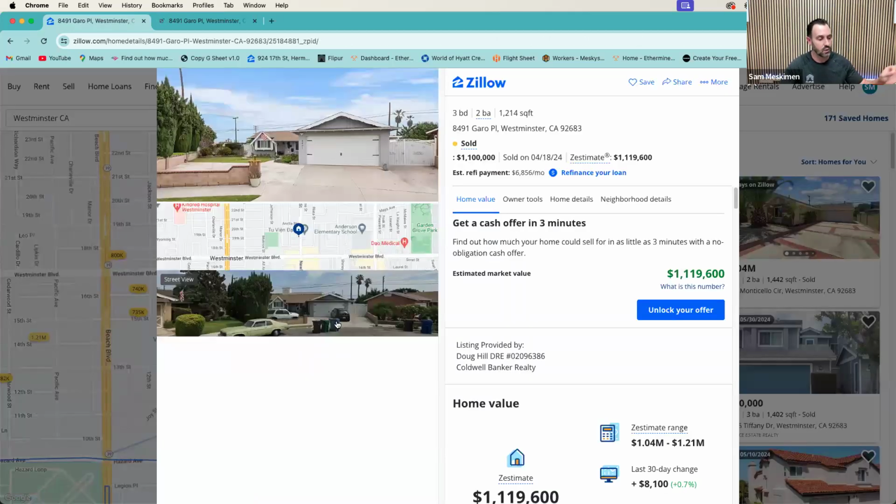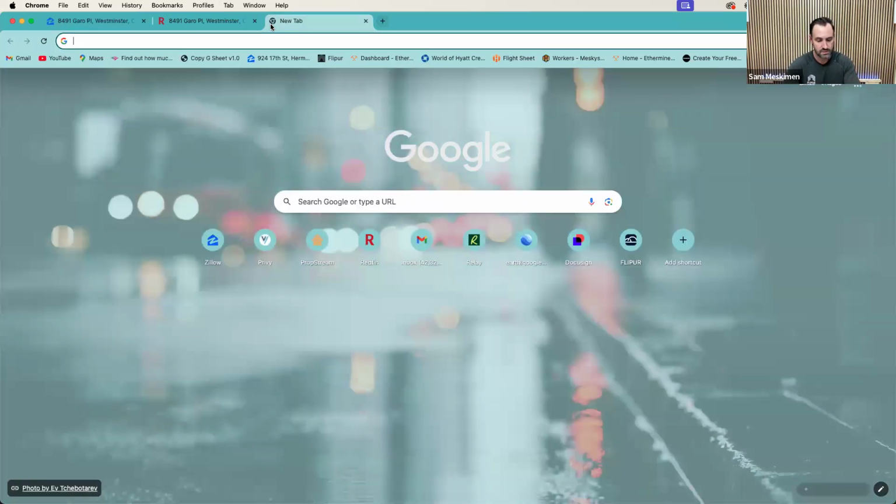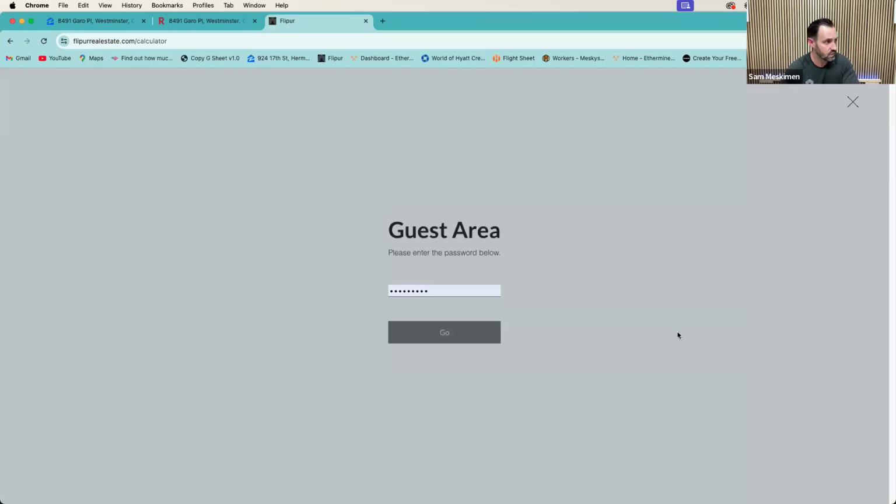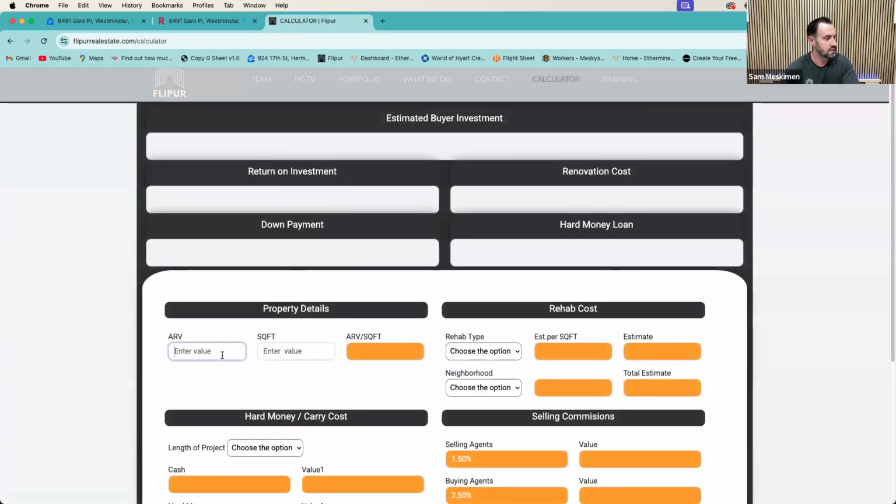So I would typically go a little bit deeper, look a little bit further around, but just to show you a little bit of how this would work, I'm going to go ahead and take this as our best after repair value comp and use that number. So then you would go over to our handy dandy calculator, which again, will give you access to. Put in the after repair value, which was 1.1 million. We had 1223 square feet.